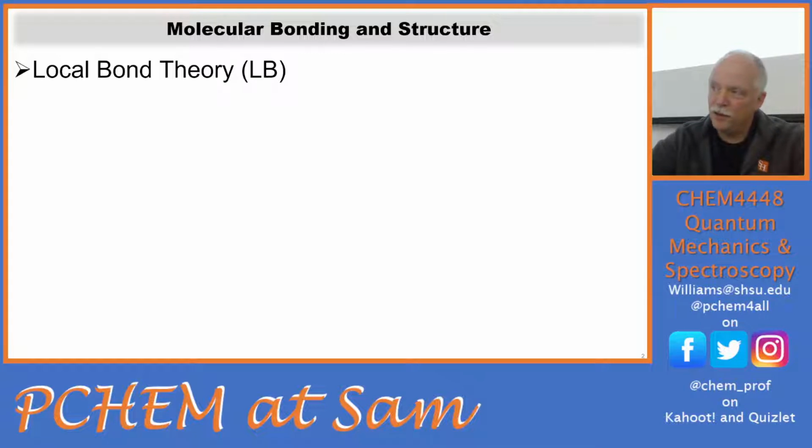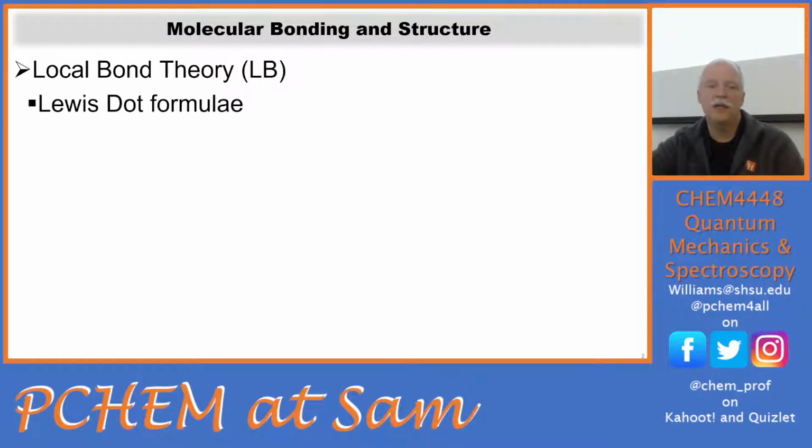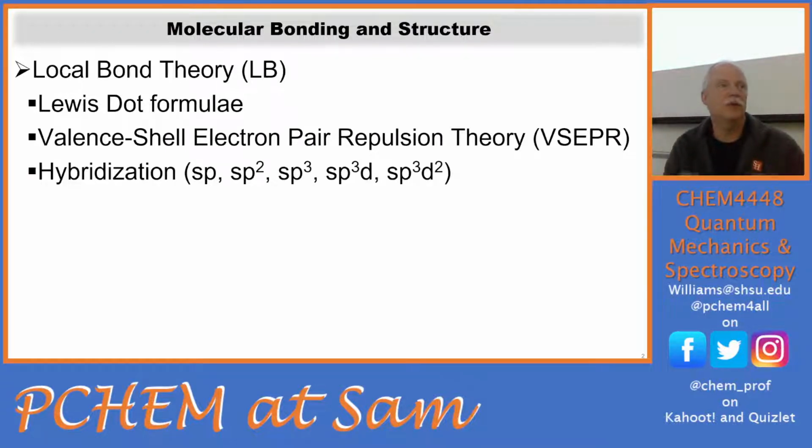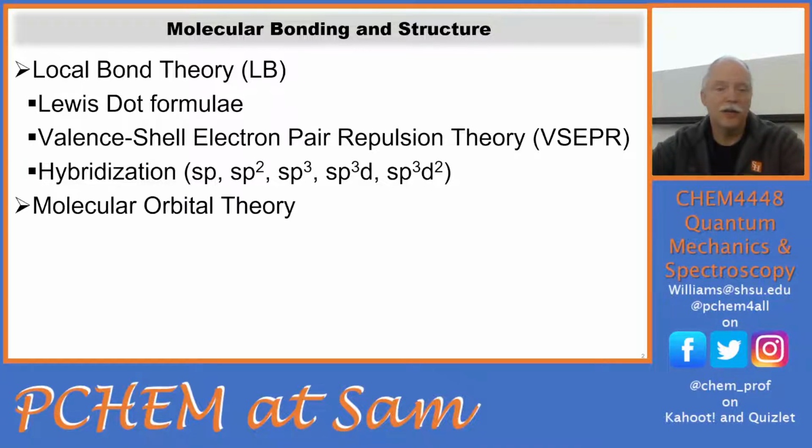There's a couple of theories for molecular bonding. Now, local bond theory is what we've been using so far. That's how we created the structures of our molecules for point groups. This is the Lewis dot formula, valence shell electron pair repulsion theory, and hybridization. So we're really familiar with that. We've been using that all semester. Okay, trigonal planar, trigonal bipyramidal, and all those kinds of structures. That's local bond theory. Okay, and what we're talking about today is molecular orbital theory. So totally different beast.